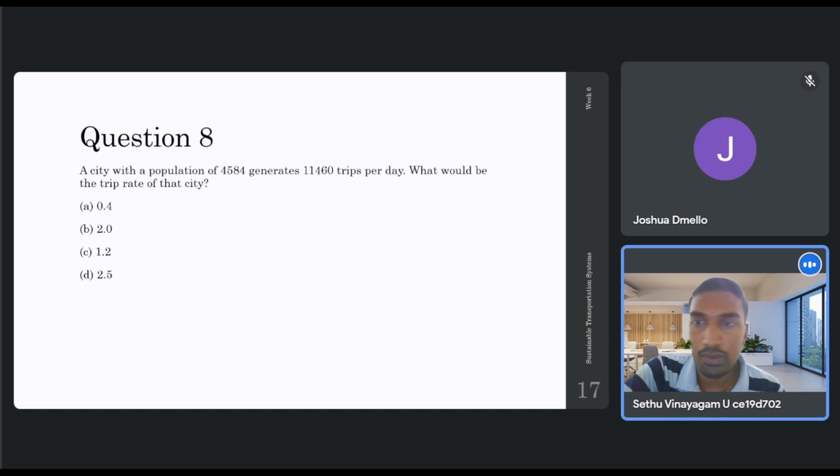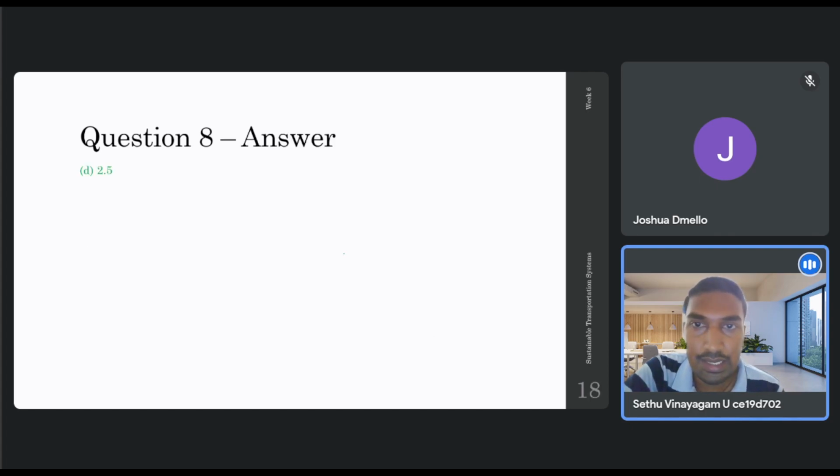Okay, so we have one vote for option A, 0.4. Right, so the right answer is actually option D. It is 2.5, not 0.4. Okay, so let's take a look at how to derive that.